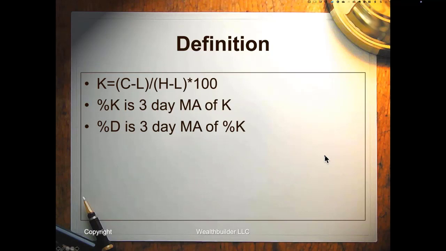Well, let's just be sensible here. If we're closing in the upper half of the range, guess what? It's a bull market. If it's closing in the bottom half of the range, it's a bear market, almost by definition. So the formula is pretty simple here.